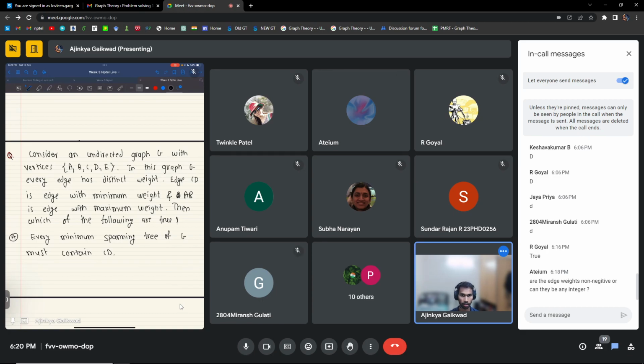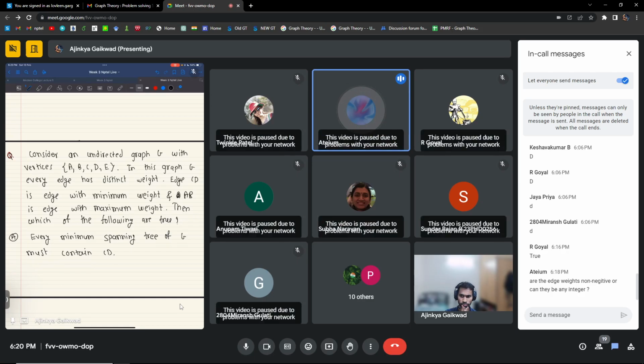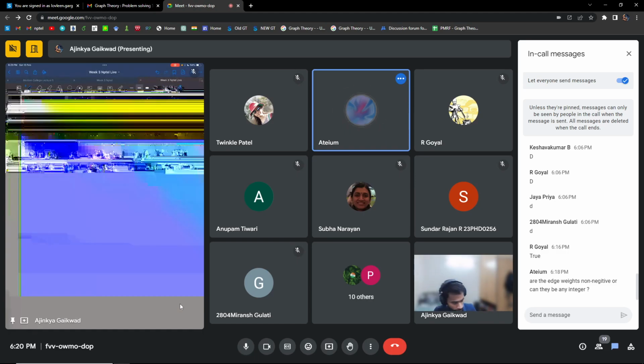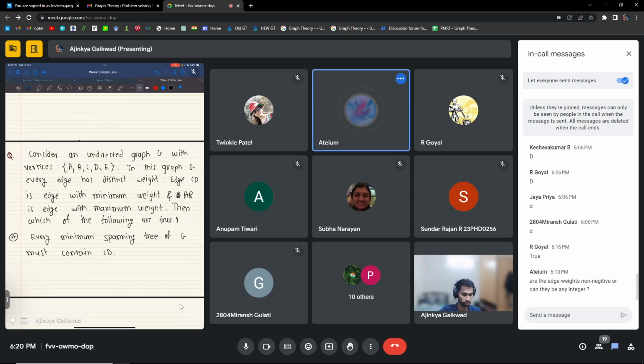The statement is true because if you use Kruskal's algorithm to construct an MST, then it will contain the lowest weight edge. So one of the MSTs has CD. Let's say there is another MST that does not have CD, then its total edge weight has to be less than the one that contains CD, because the edge weights are unique. So it cannot be an MST.